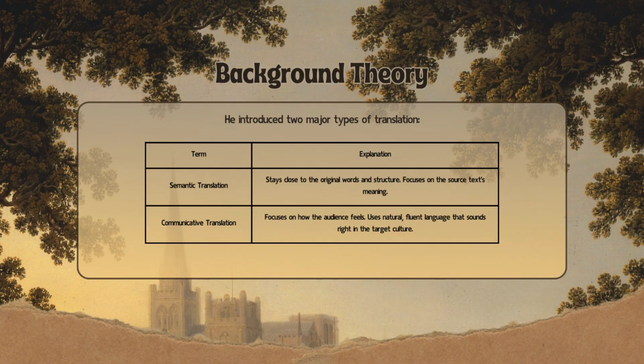Now, let's talk about Peter Newmark's theory. He introduced two main types of translation, semantic and communicative translation. Semantic translation focuses on staying close to the original text. It keeps the exact meaning and structure from the source language. Meanwhile, communicative translation is more flexible. It focuses on how the audience feels, using natural and fluent language that sounds right in the target culture. In short, semantic is more loyal to the original, while communicative is more focused on the reader's understanding.